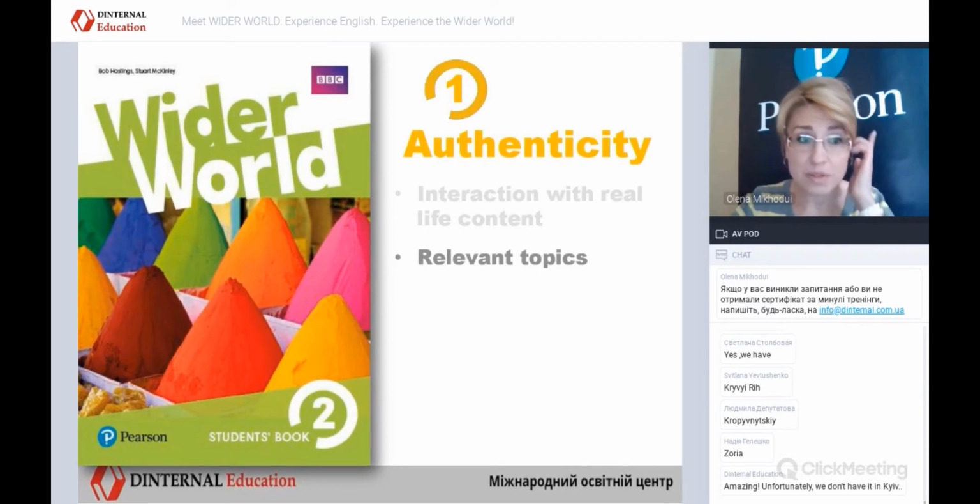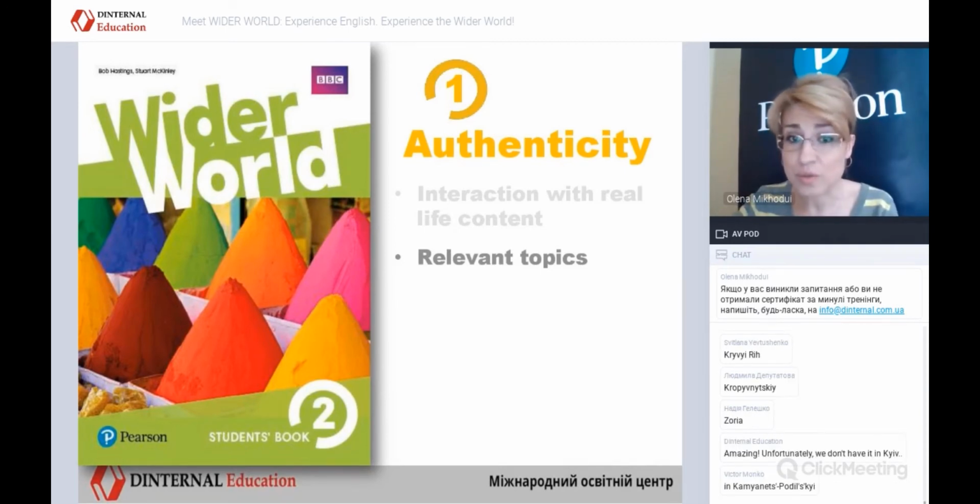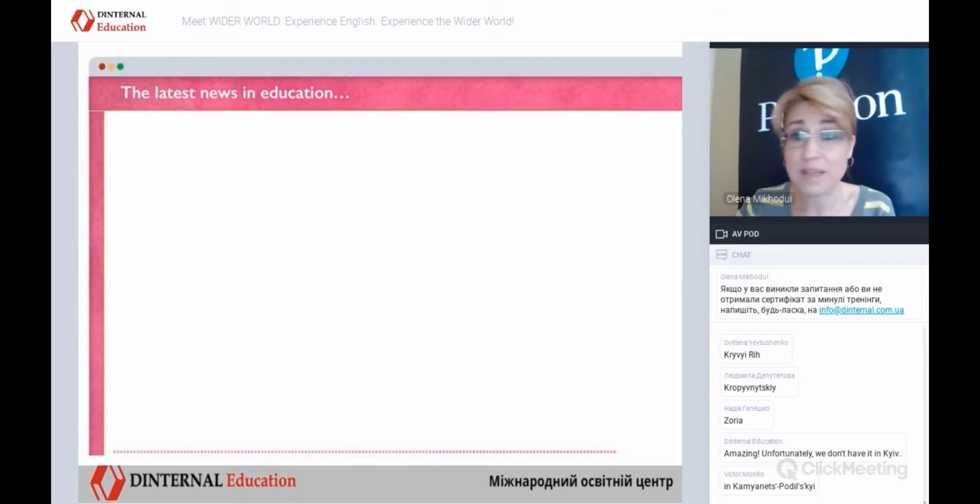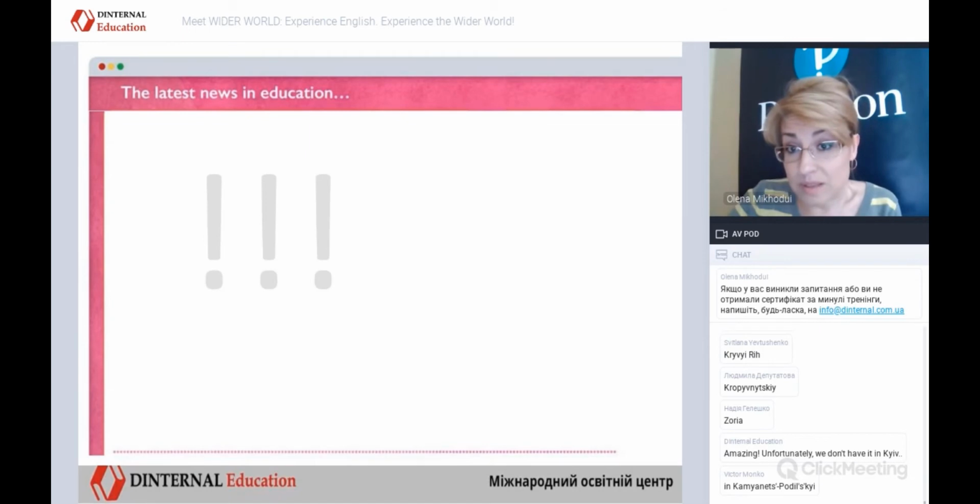A couple of examples from level 2 of Wider World. For example, have a look here, the latest news in education, right? So probably there was something about education covered in the unit. That's important. We usually teach some blocks of vocab connected with education, like school subjects, some verbs, adjectives describing students, and so on. However, it's more interesting for teachers than students.